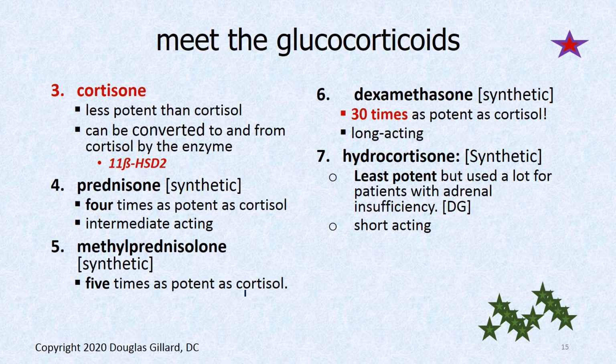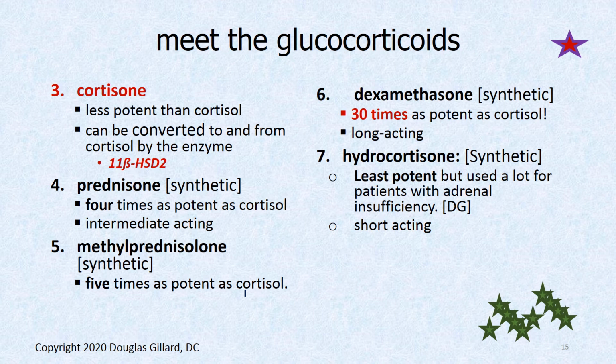Let's meet some of the others. The only other natural glucocorticoid is cortisone, which is less potent. Again, that's the one that's converted by 11B-HSD2 from cortisol. Now we have some synthetics that you should be familiar with because they may show up in your patient intake forms. We have prednisone. We have methylprednisolone.